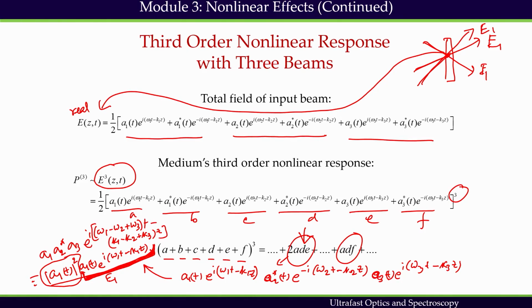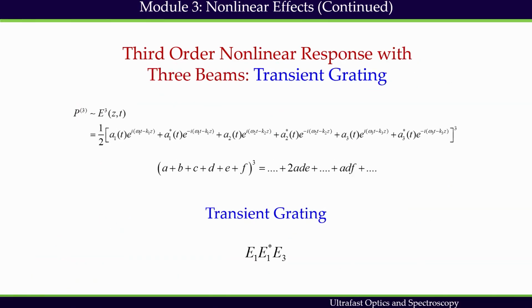But instead of taking all identical beams, we can also consider 2 identical beams and a second beam. When we take 3 identical beams, we call it degenerate 4-wave mixing, and there are 2 consequences of degenerate 4-wave mixing. One consequence is self-phase modulation, another one is self-focusing. But if we do not consider 3 identical beams, we can consider 2 identical beams interfering this way.